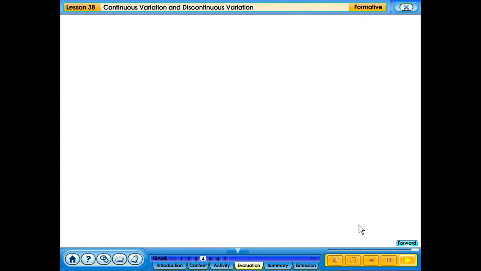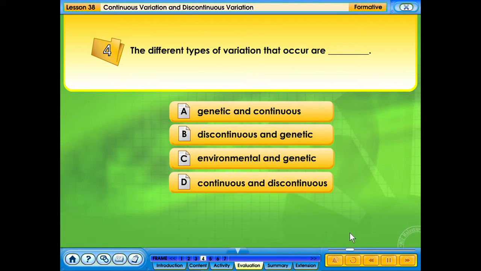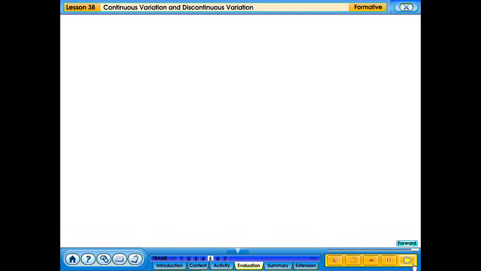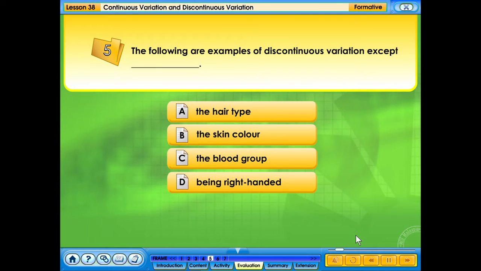The different types of variation that occur are A. Genetic and continuous. B. Discontinuous and genetic. C. Environmental and genetic. D. Continuous and discontinuous. Your answer is correct.